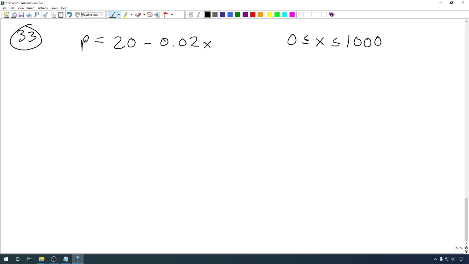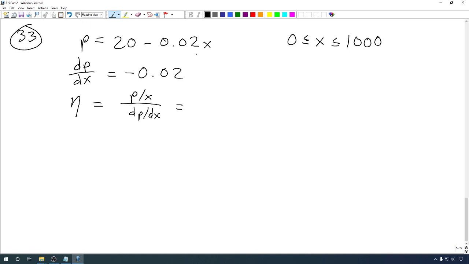Now our formula for elasticity of demand does require us to know the derivative of P. So what is dP dx? That's actually pretty simple to find here. The 20 goes away when we differentiate, and just the number in front of the x sticks around. We get a negative 0.02 for our derivative. And notice that this is a negative value. That's what we expect to have. So we find our formula for eta. Remember, that is P over x over dP dx.